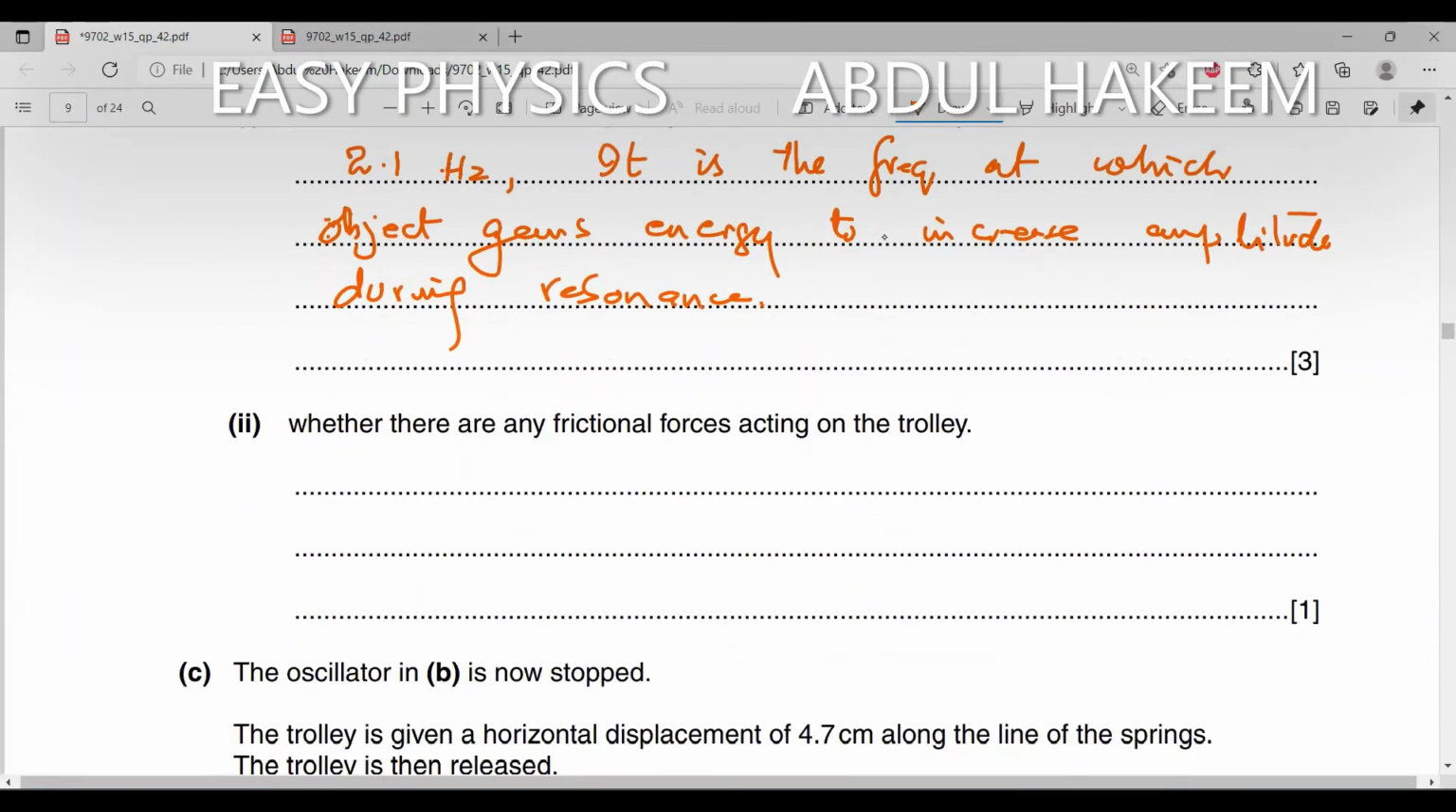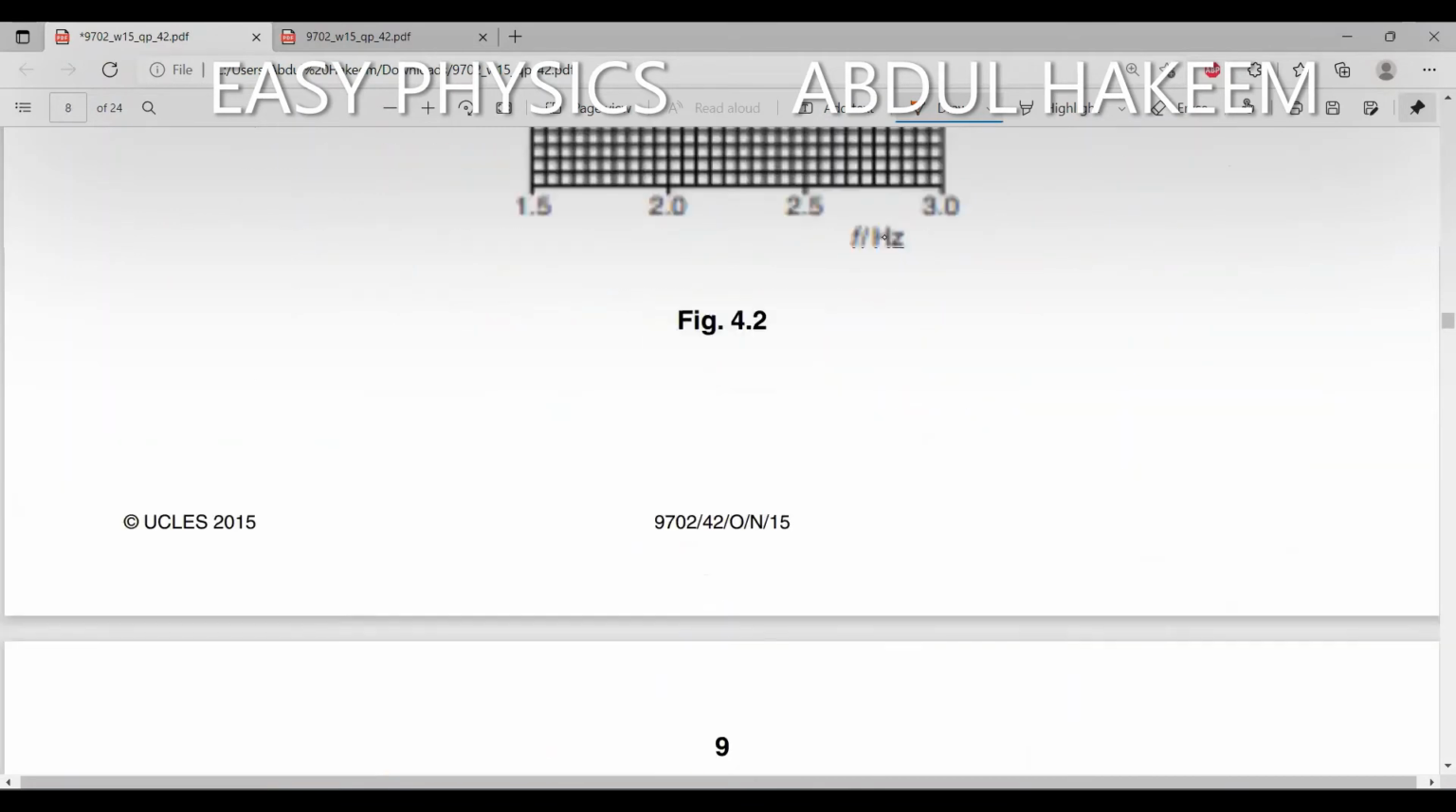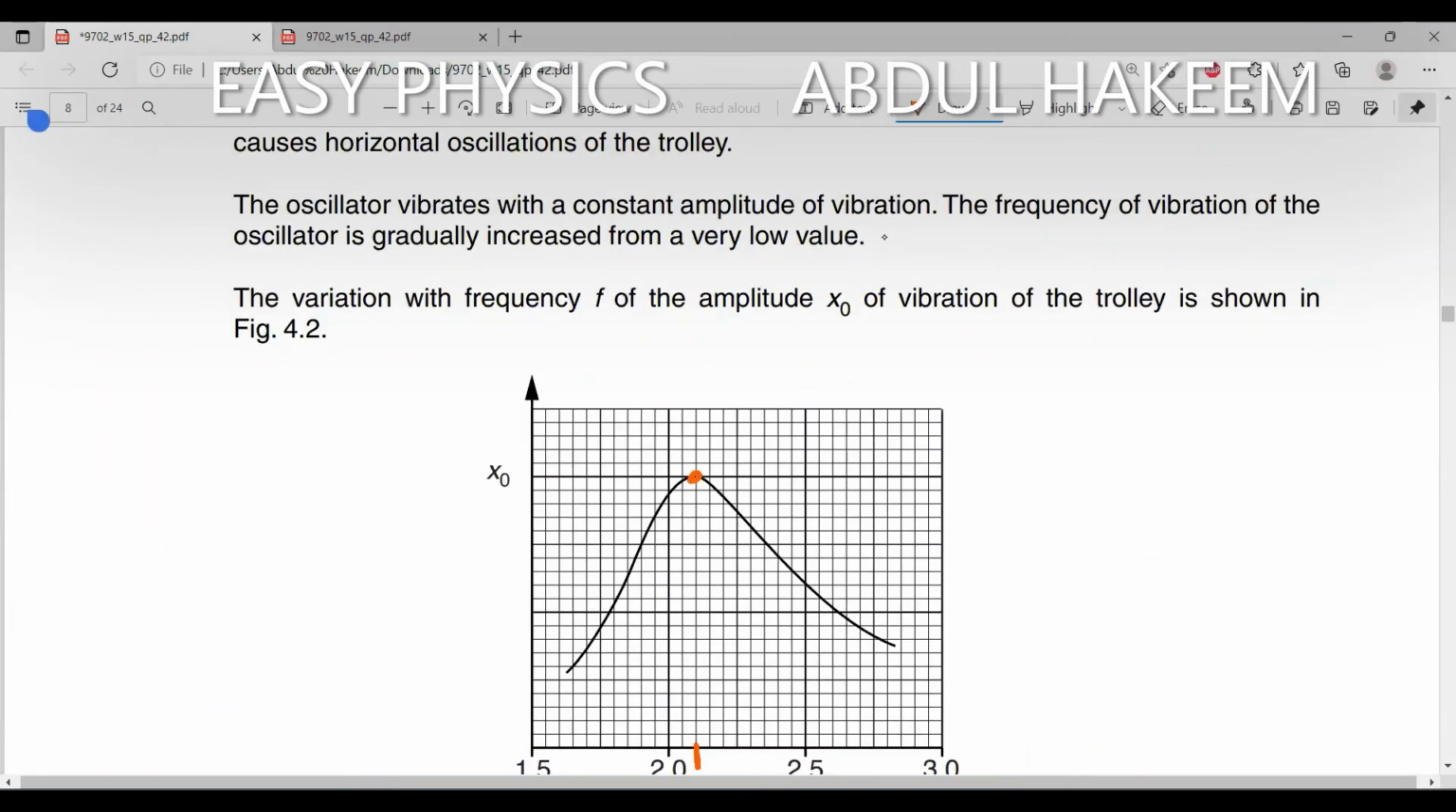Next, whether there are any frictional forces acting on the trolley. Yes, because the resonance graph has a well-defined peak. Look, at this peak the rate of gain of energy is equal to the rate of loss of energy. So definitely when there's a loss, it means there are resistive forces.